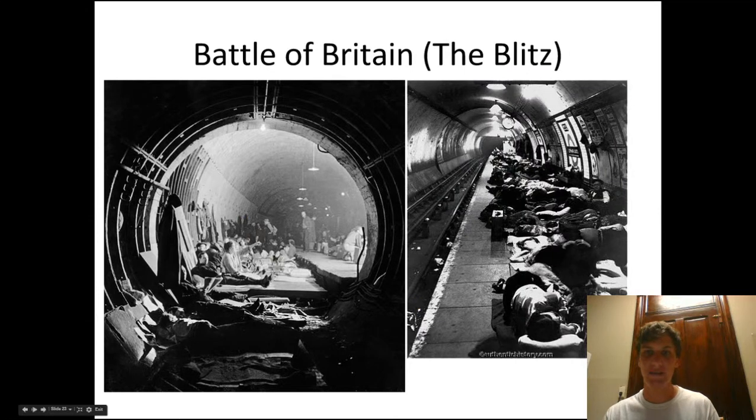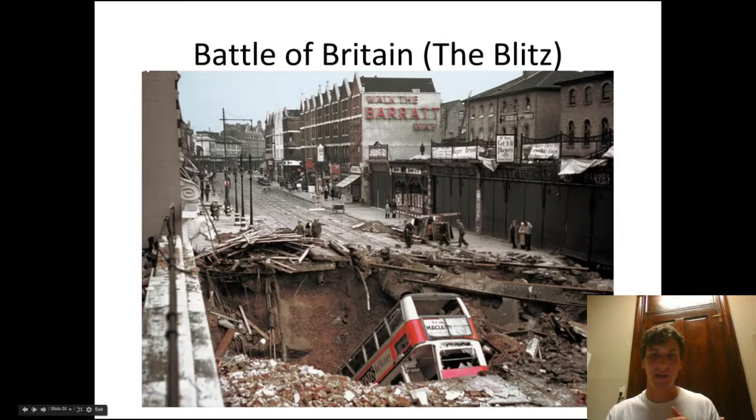People had to live in the subway stations because their houses were destroyed, or they were too scared to be outside because the Germans were always dropping bombs. Here's a picture of a place where a bomb fell in the middle of the street and a bus went into it. I mean, this was serious. This was called the Blitz. And they had their blitzkrieg just using planes, and they still caused all this damage.